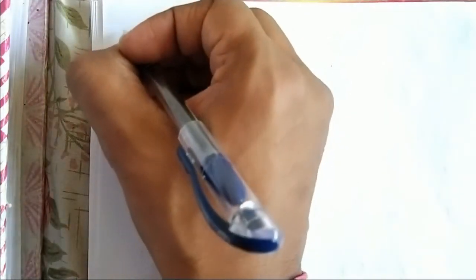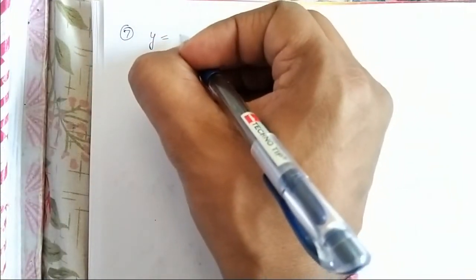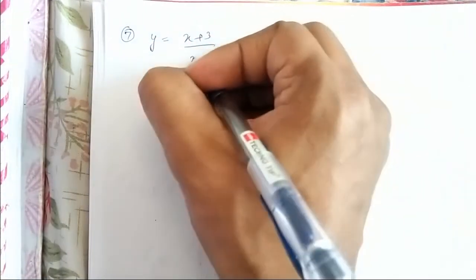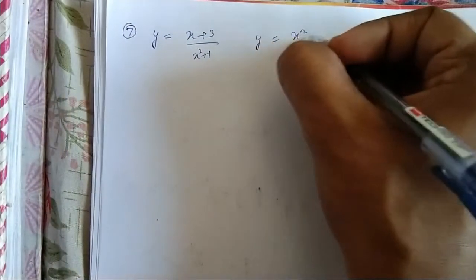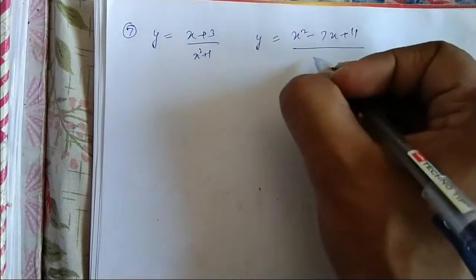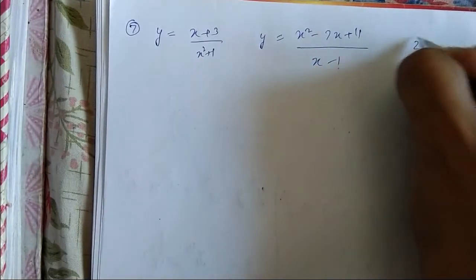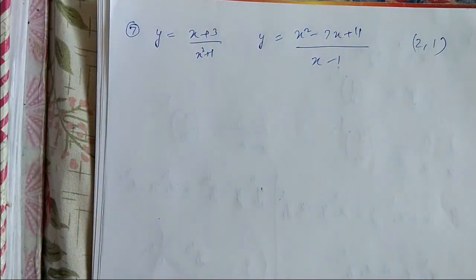Question number 7 says we need to find the angle between the curves y is equal to x plus 3 upon x square plus 1 and y is equal to x square minus 7x plus 11 upon x minus 1, at 2 comma 1. So we already know the point of intersection. We just need to calculate the dy by dx for both the curves.